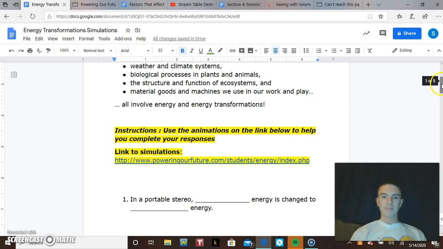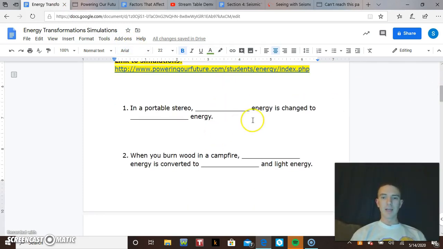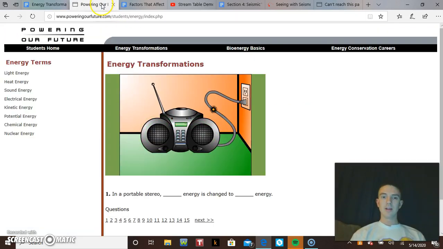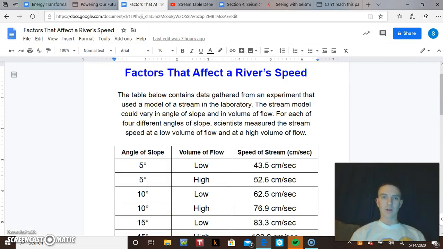Number 1. In a portable stereo, blank energy is changed to blank energy. You are going to write in the underlined blanks the type of energy that it is, and then what it changes into for each simulation. So number 1 corresponds to simulation number 1.